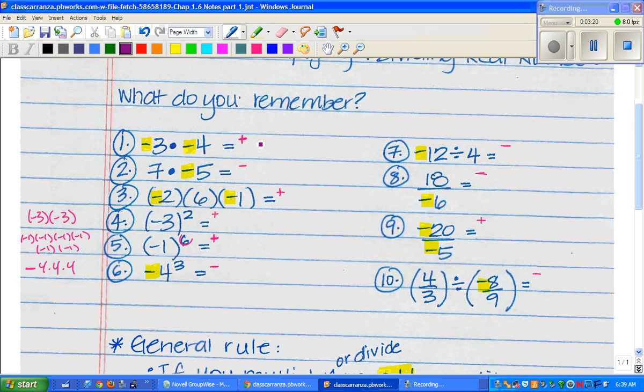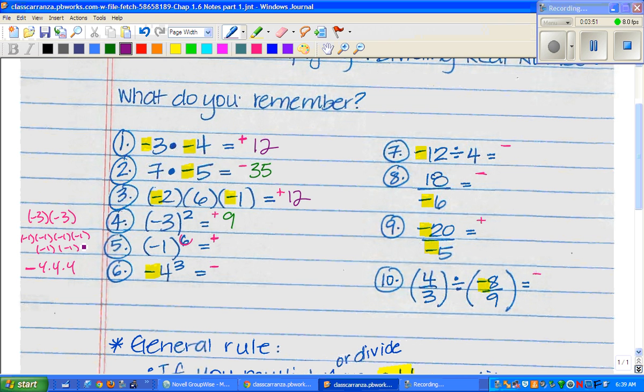1 is saying 3 times 4. 3 times 4 is 12. 2 is saying 7 times 5. Well, 7 times 5 is 35, so that's -35. 3, 2 times 6 times 1 gives you 12. -3 squared, or as we said to the left, 3 times 3 gives you 9.